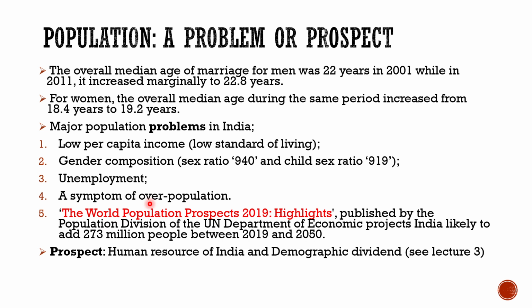The fifth thing, which is actually alarming, is that the World Population Prospects 2019 highlighted that India is likely to add 273 million, meaning approximately 27 crore people, between 2019 and 2050, and it will surpass China in terms of absolute population. So this is the biggest problem as far as population is concerned before India.